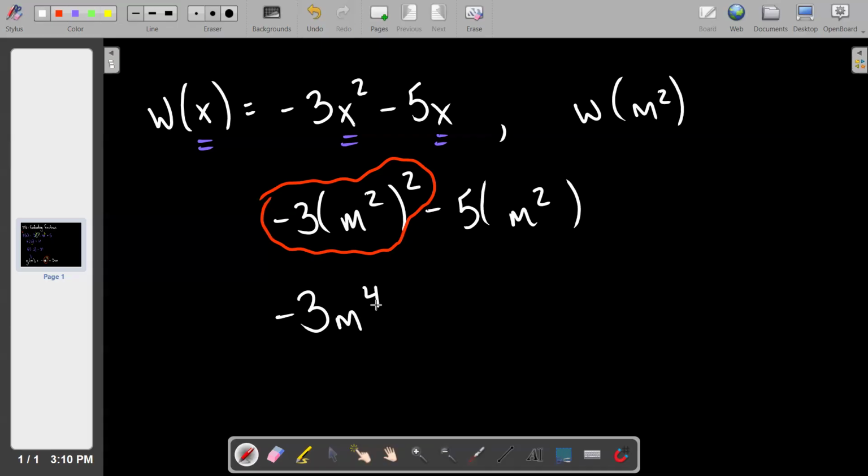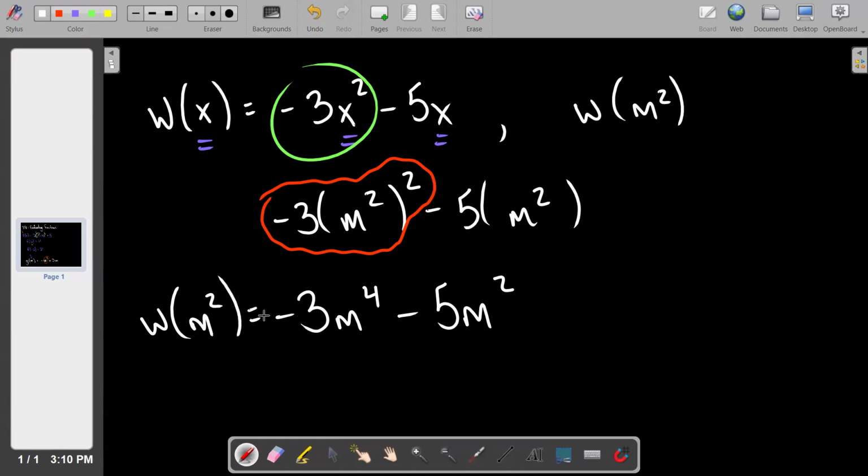You have to pay really close attention to who's part of the exponentiation. In a problem like what I'm putting green around, you have to really focus that the -3 is not part of a squared, right? So he's exempt. Yep. So -3m to the 2 times 2, right? When you power up a power, you multiply them together. And then the last part is, of course, very non-mathy. That's just -5m squared. Good. So we would say that W of m squared is equal to that.